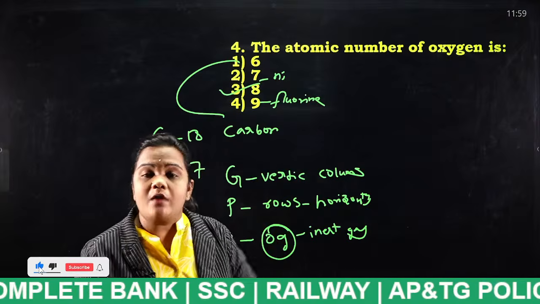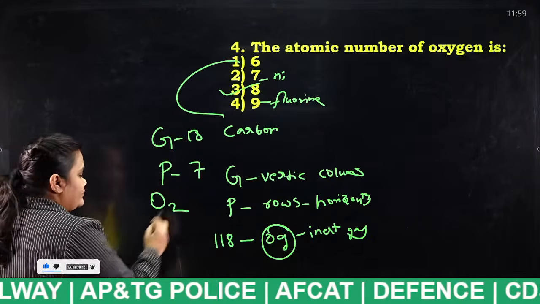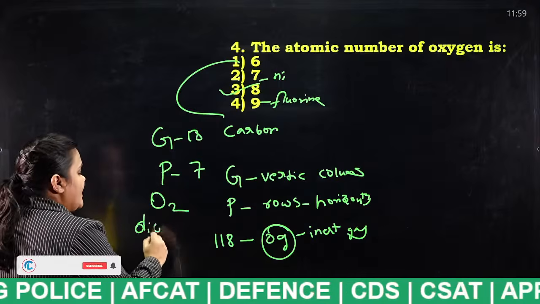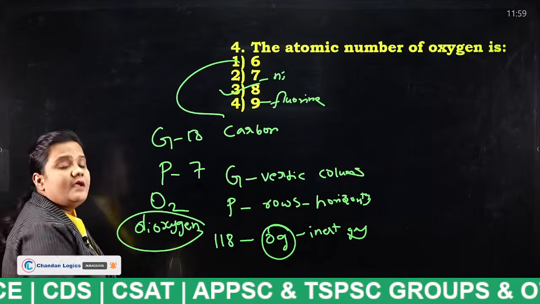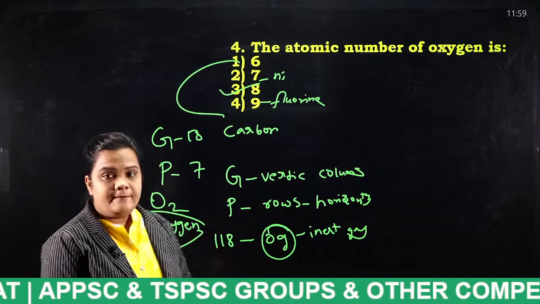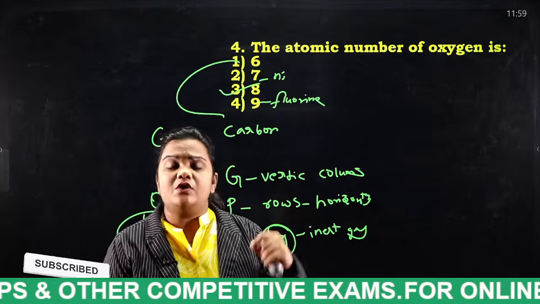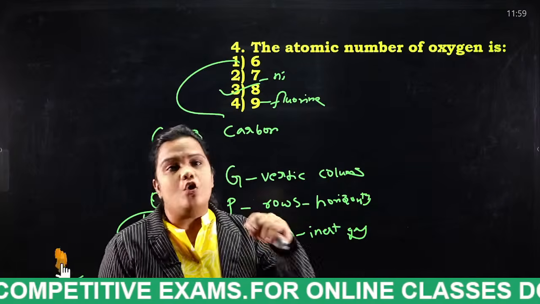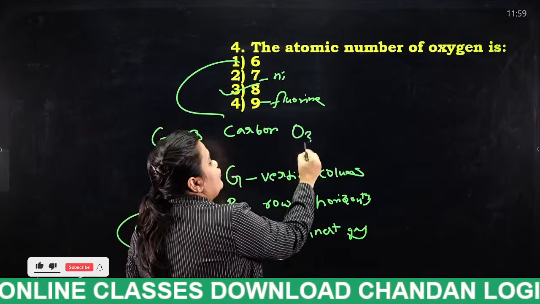Normally, what is the formula of oxygen actually? O2, and this is known as dioxygen. So normally it is regarded as dioxygen, but we say oxygen. Okay, so tell me the allotrope of oxygen, students. Ozone is the allotrope of oxygen, O3.